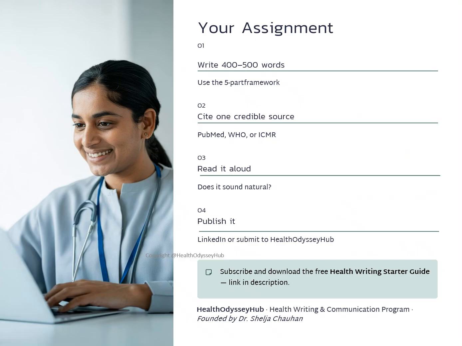So that is video 5, the five-part structure for any health article. Your assignment from this video is to write a 400 to 500 word health article on a topic you know well. Use the five-part structure, cite some credible sources, read it out loud before you finish, then publish it either on LinkedIn, Medium, or submit it to HealthOdysseyHub. Please do not leave it in your draft.